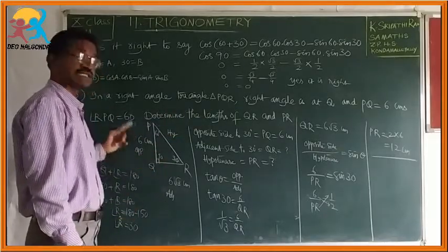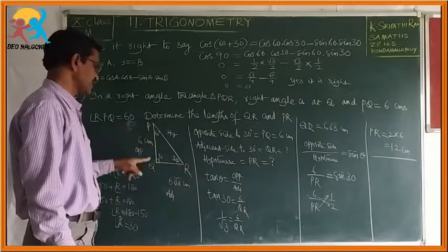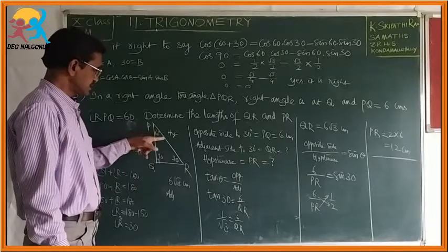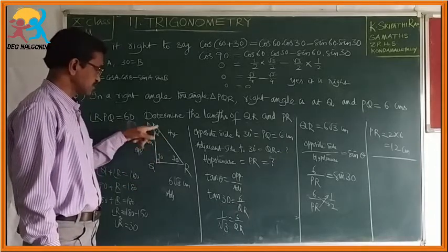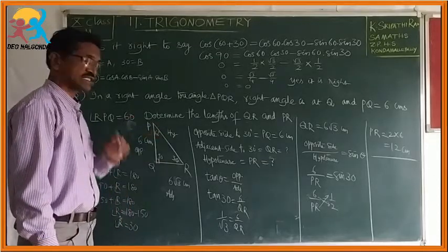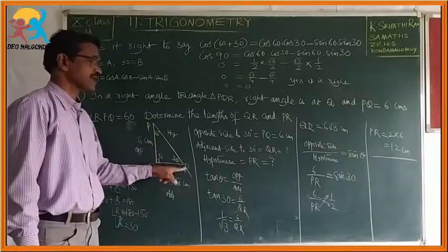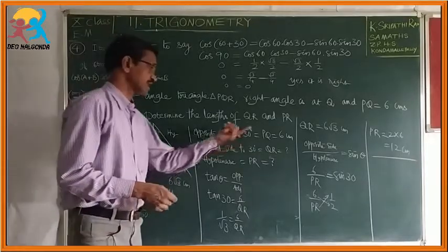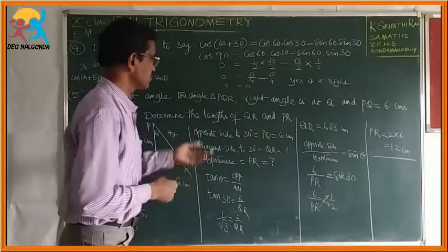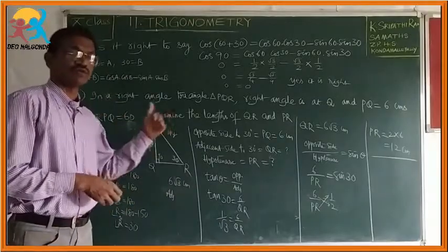Opposite side by adjacent side, tan theta, tan 60 is equal to QR by PQ. Then here this is adjacent side, this is hypotenuse to 60 degrees. Therefore adjacent side by hypotenuse is cos theta, cos 60 is equal to PQ by PR. In that way also we can find the answer. In both ways we get the same answer. So you have to try out the next problem, the sixth problem, yourself.